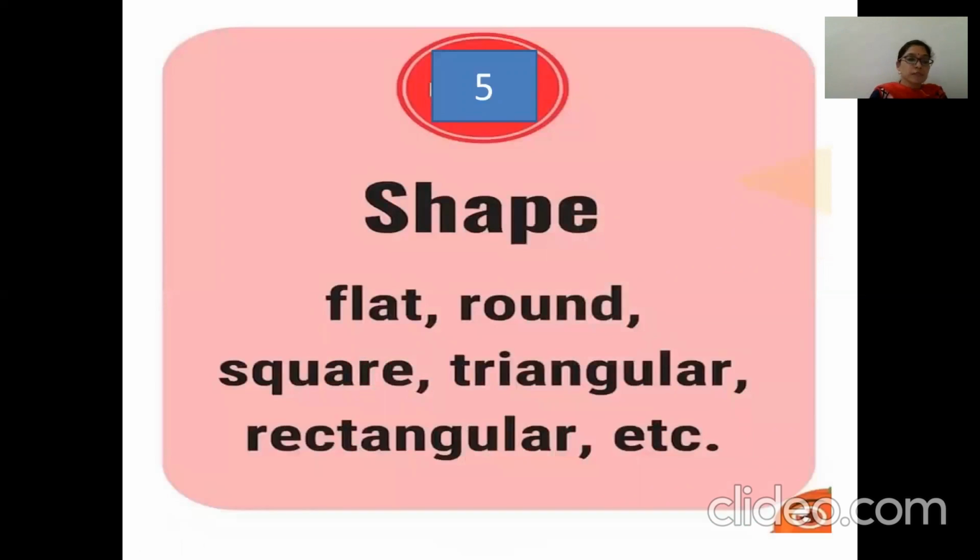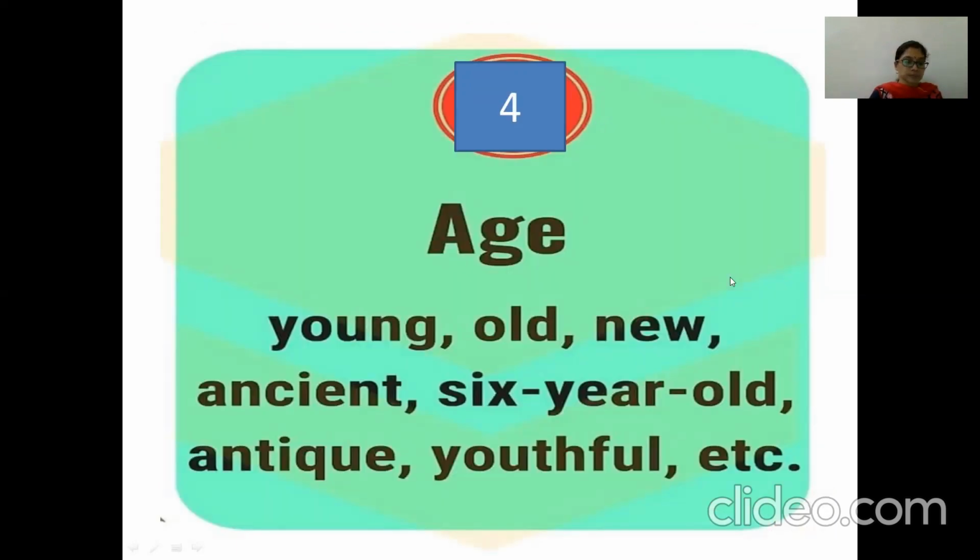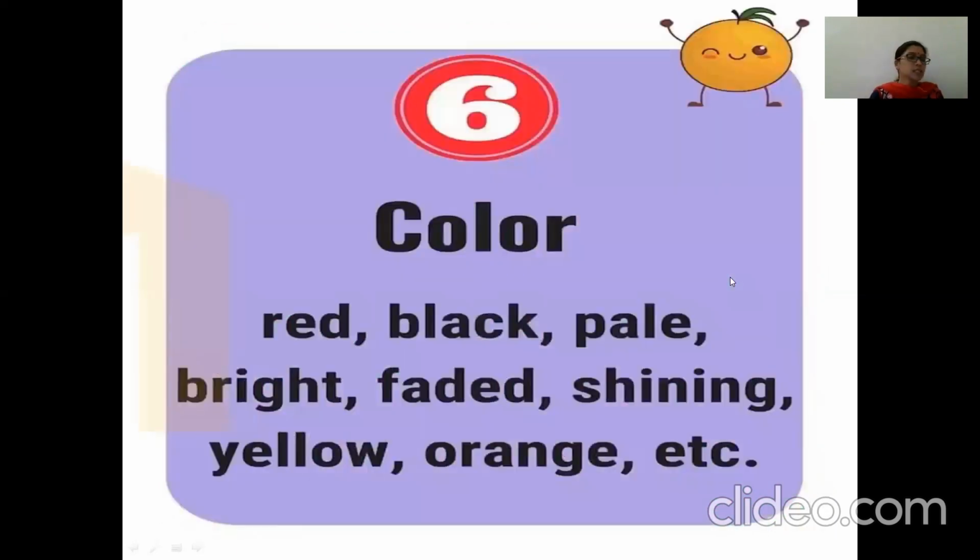Fifth one is shape. It describes the shape of something. For example, flat, round, square, triangular, rectangular, etc. Sixth one is color. It describes the color of something like red, black, pale, bright, faded, shining, yellow, orange. For example, blue eye, pale skin, shining face.